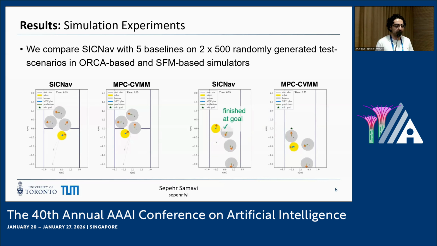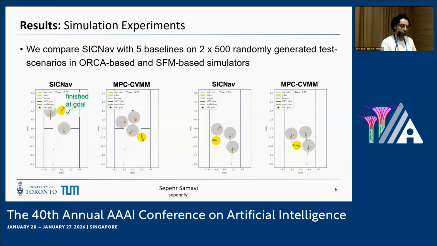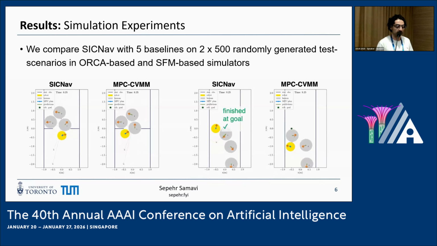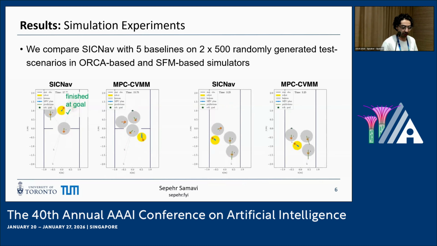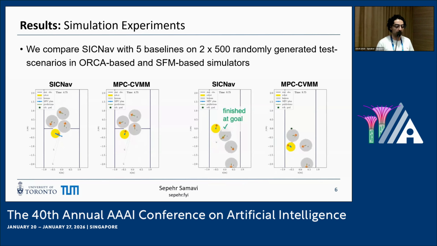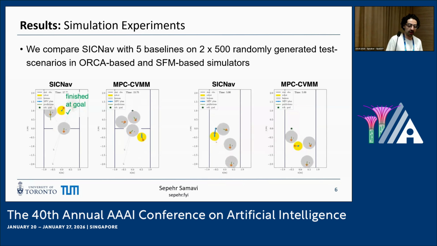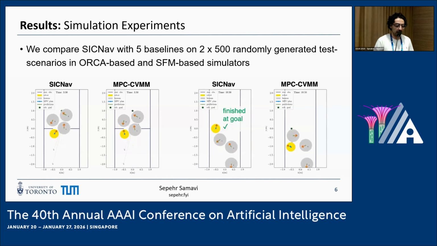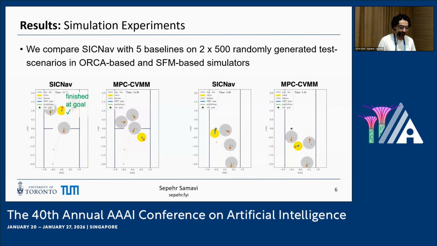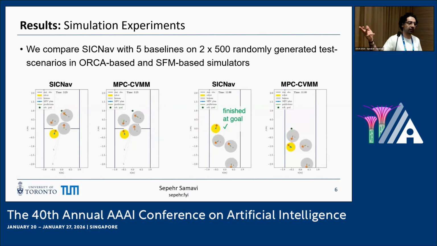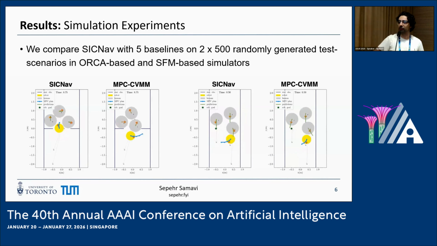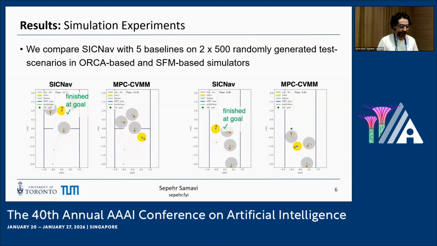In simulation experiments, we evaluate SICNav in 500 randomly generated test scenarios in both an ORCA-based and a social-forces-model-based simulation environment with a doorway scenario like the videos on the left. The baselines include a predict-then-plan approach, which is just MPC with constant velocity motion predictions for the humans, and that you can see in the animations here. We also compare to recent RL methods and a couple of reactive approaches. So you can see in these qualitative examples; the quantitative results are in the paper. I just don't like throwing a big table of numbers on slides.